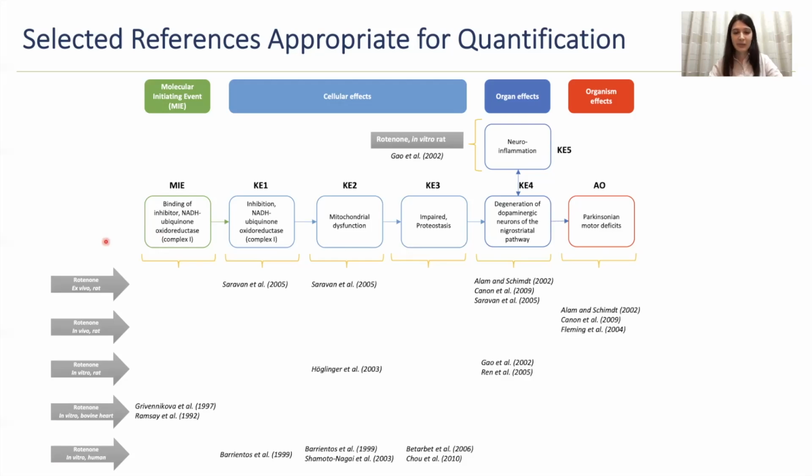Now, in terms of quantification, we managed to combine the data from in vitro studies conducted in humans, and I'll show in the next slides the graphical representation of the model, which consisted of key event 1, key event 2, and key event 3. So inhibition of complex 1 leading to mitochondrial dysfunction and impaired proteostasis.